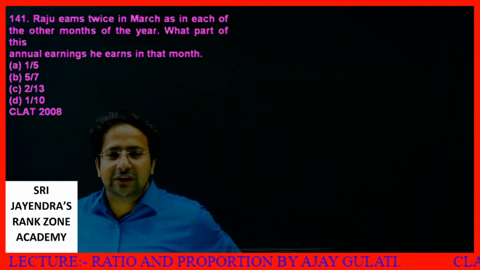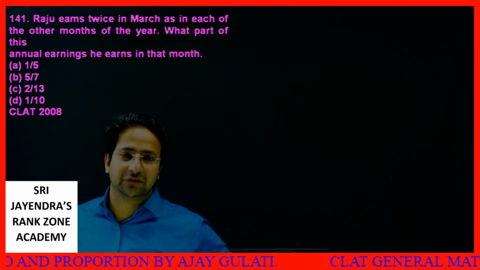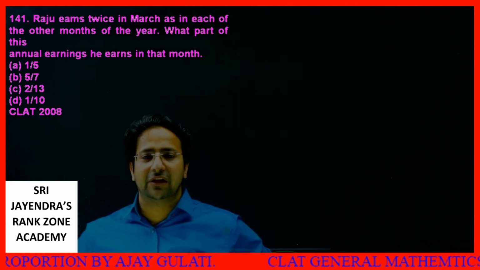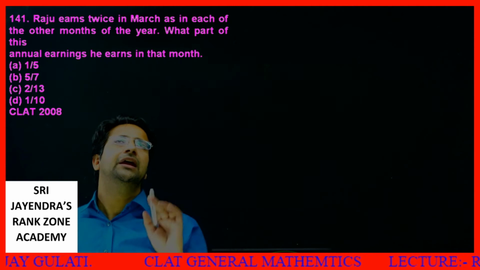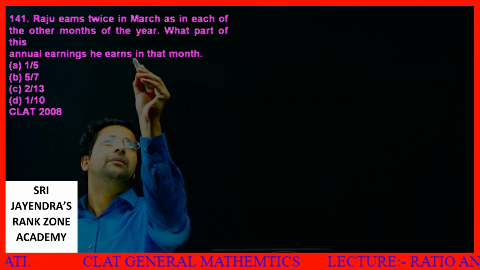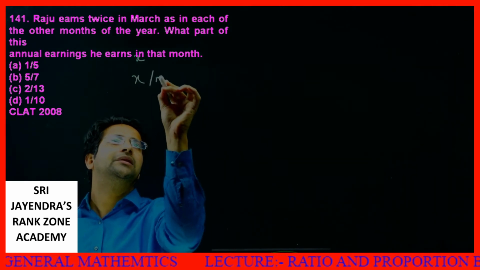Next question, dear students. Raju earns twice in March as in each of the other months of the year. What part of his annual earnings does he earn in that month? So this is a very easy question. Let's say Raju's income is X rupees per month.